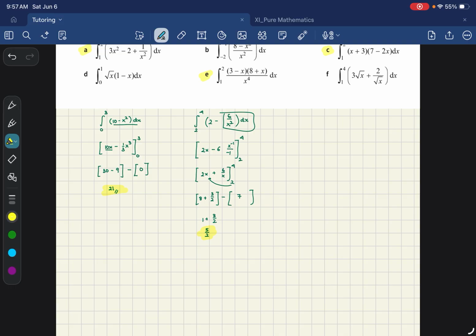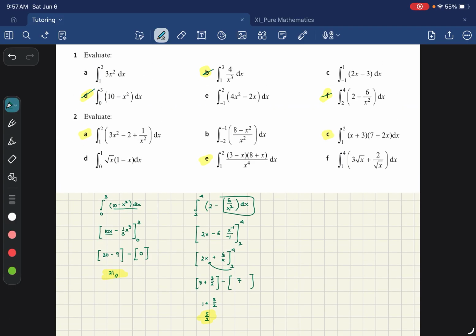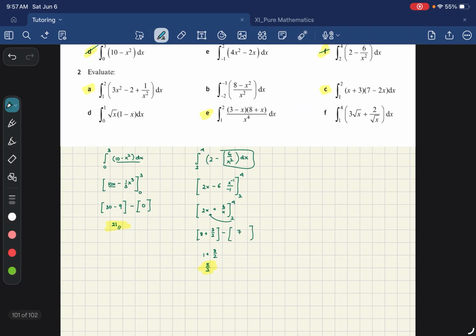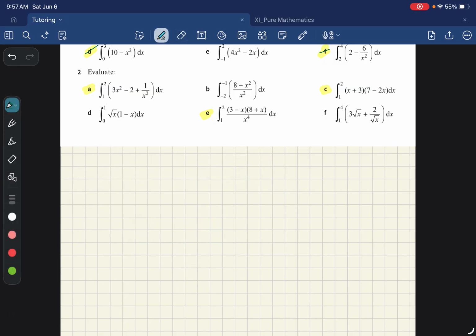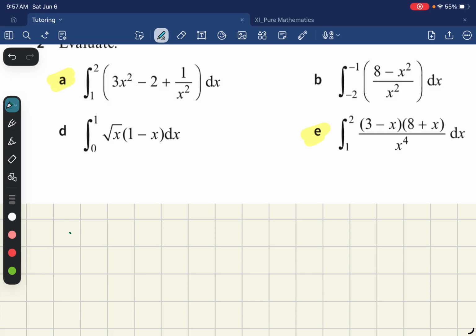So I hope the explanation was understandable, and we are done with question 1. So question 2 is very similar as well. A, I have the integral from 1 to 2 of 3x squared minus 2 plus 1 over x squared dx.